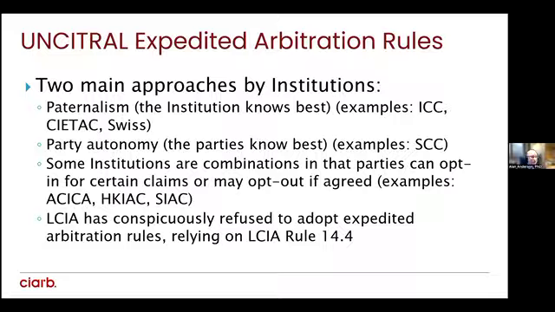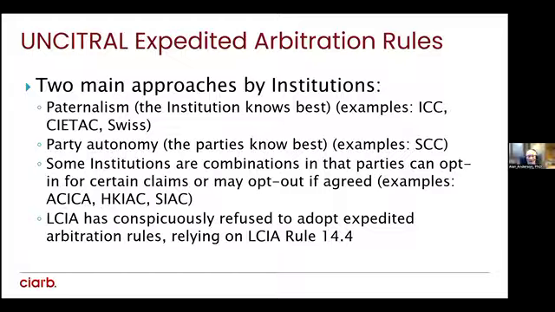So those are the issues. The other approach is the party autonomy approach, that the parties know best. One example of an institution that has adopted that approach is the Stockholm Chamber of Commerce, the SCC. And as we will see here, it's the approach adopted by UNCITRAL. Some institutions, also as mentioned, have combinations where there is a set amount, but then the parties can opt out if they agree.